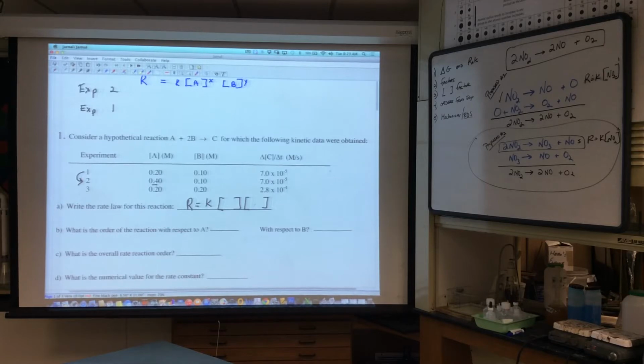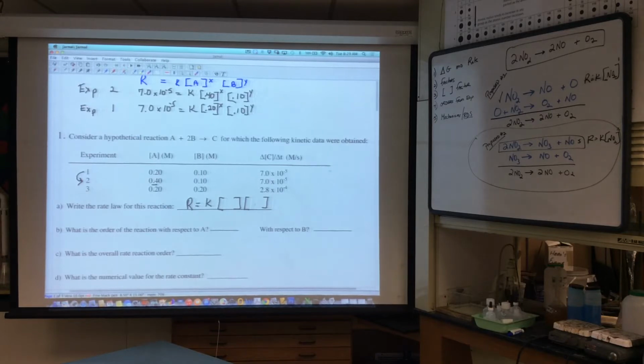What's the rate of experiment 2? 7.0 times 10 to the negative 5 is equal to some constant k times the concentration of A, which for experiment 2 is 0.4 molar, to the x. These are molarities. I don't know the order, so I put an x there. And for B, it's 0.10 to the y. Experiment 1: the rate is still the same, times 10 to the negative 5, equals k times 0.2 to the same x over 0.1 again to the y.